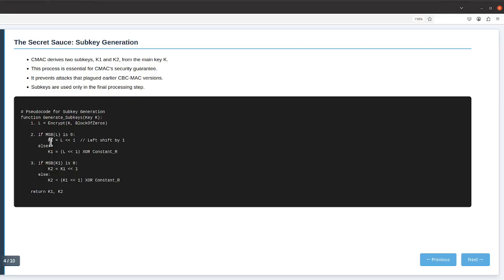These two subkeys are then used only in the final step of the CMAC calculation, depending on whether the original message was a perfect multiple of the block size or not. This clever design prevents certain types of attacks and ensures CMAC's security for messages of varying lengths.